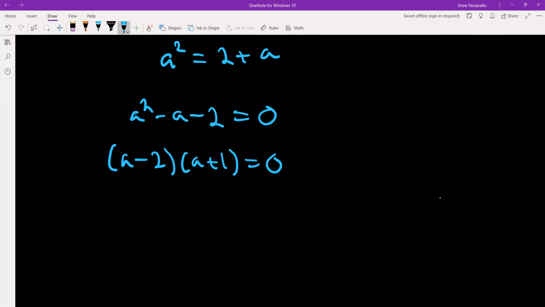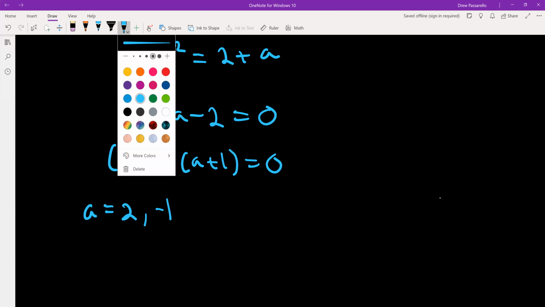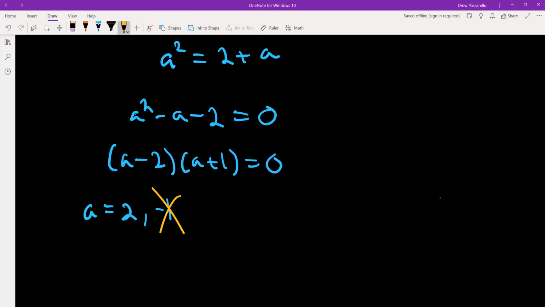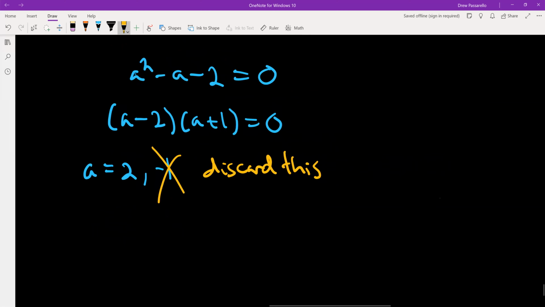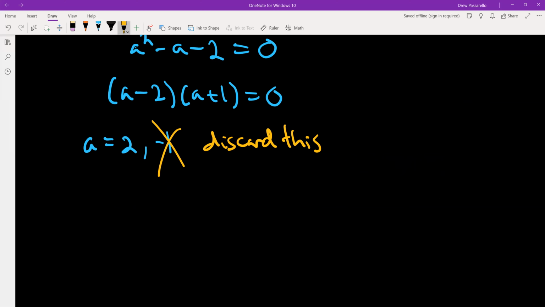And my two factors are going to give me the solutions a is 2 and negative 1. But we discard the case of negative 1 since our sequence is bounded between 0 and 2. So a is 2 is the correct limit. All right, and that was an example that I wanted to do.